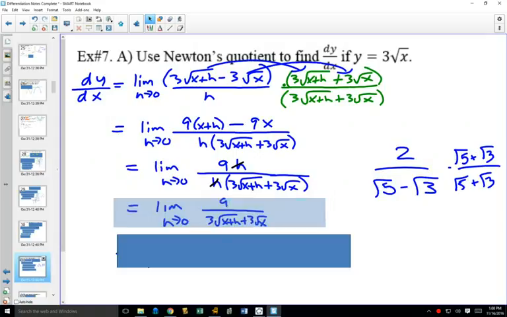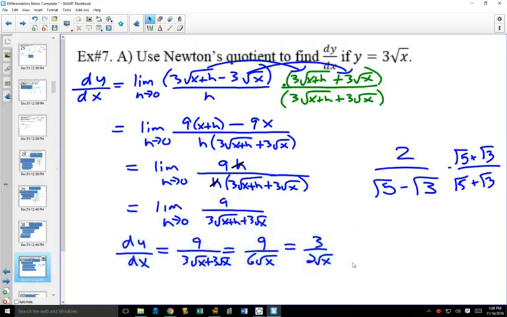And you can now apply that limit by plugging in 0 for h, and you get your derivative to be 3 over 2 root x. And again, we're going to develop techniques to do this one in under 5 seconds.